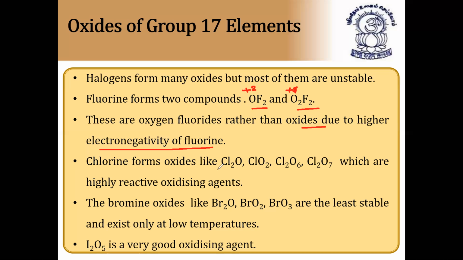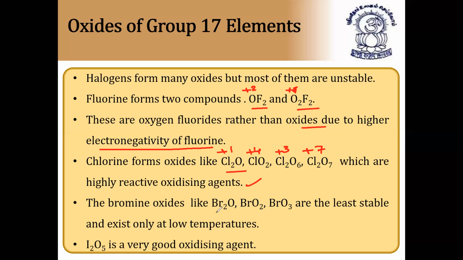Chlorine forms oxides like Cl2O, where the oxidation state of chlorine is +1. In ClO2, the oxidation state of chlorine is +4. Then the oxidation state of chlorine is +3, and +7. These are highly reactive oxidizing agents. The oxides of chlorine are most reactive. They are called oxidizing agents because they readily oxidize other elements, and they themselves undergo reduction.